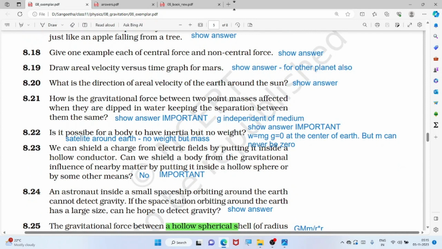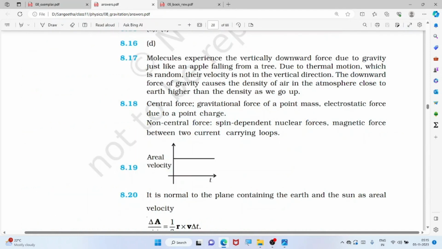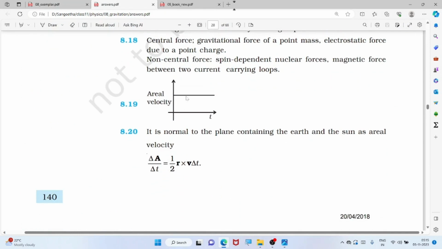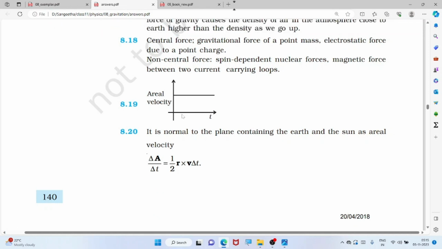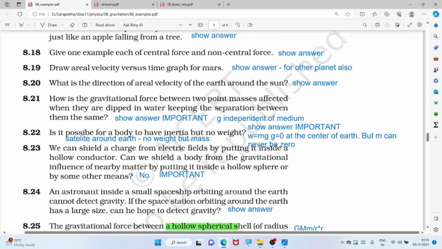Draw the areal velocity versus time graph for Mars. Okay, the areal velocity means the area swept per unit time. Okay, that is constant. This will be all applicable for the Earth also. This is based on Kepler's second law.